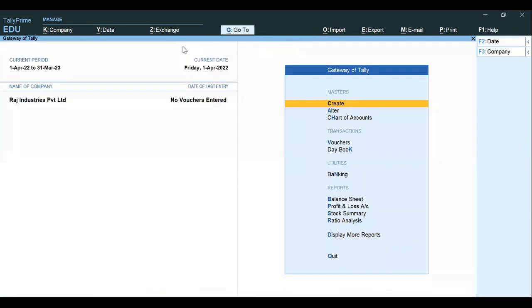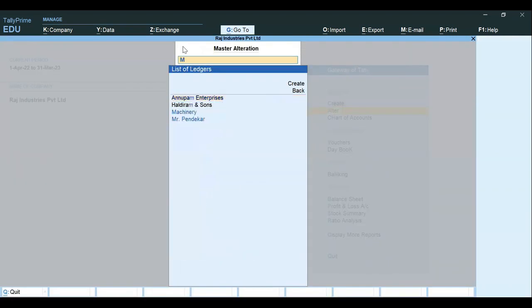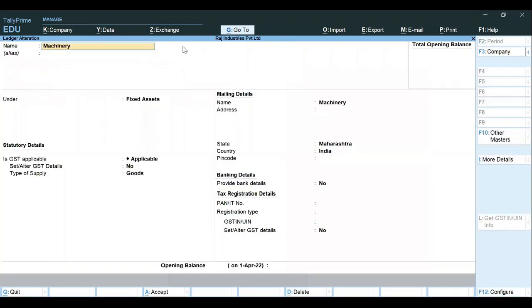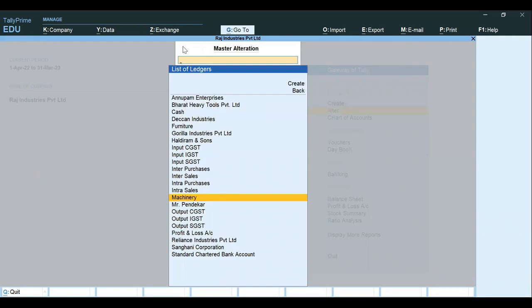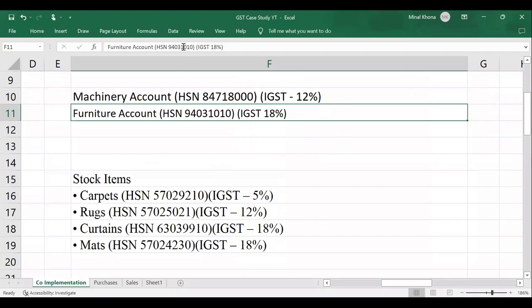If I want to go back and view this ledger, I can come back to Gateway of Tally, Alter ledger, and I will be able to see the ledgers which I have created. If I want to alter them, I can do it from here. Okay, let's go ahead. Let's create some stock now.